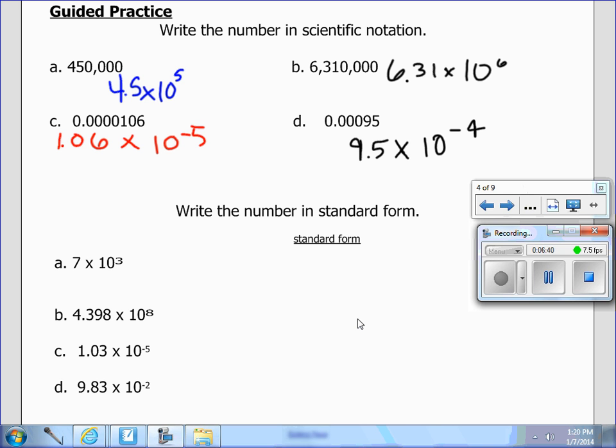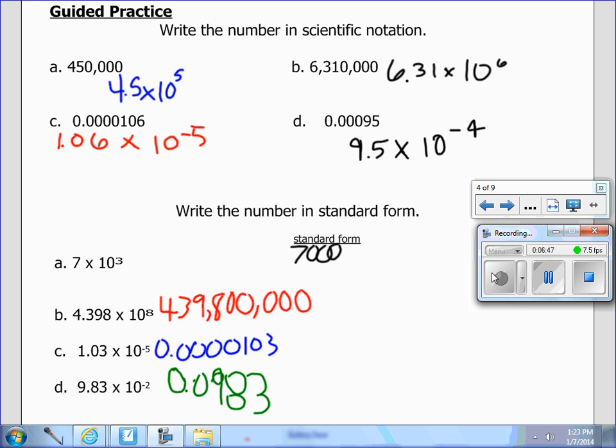Okay, so in our next section, you're asked to write the number in standard form. I'm going to pause the video, come back and check your work. Okay, so in standard form, the first one will be 7,000. B, 439,800,000. C, 0.0000103. And the final one will be 0.0983.